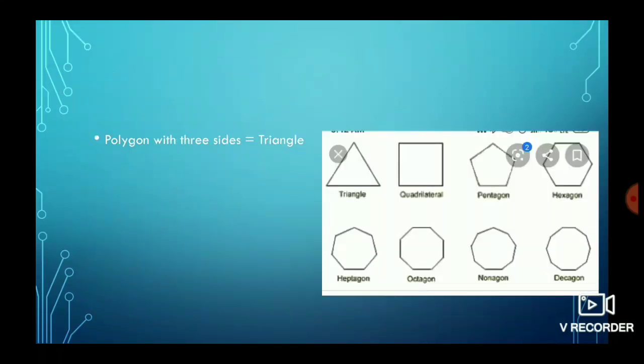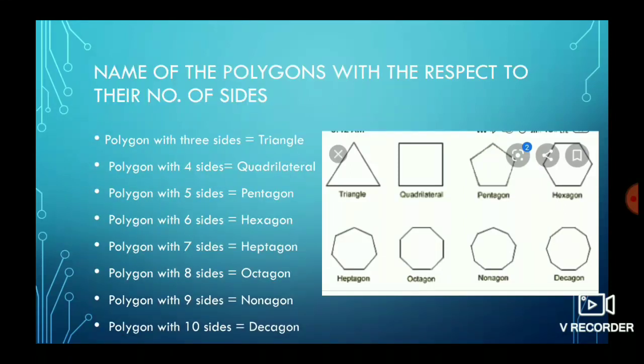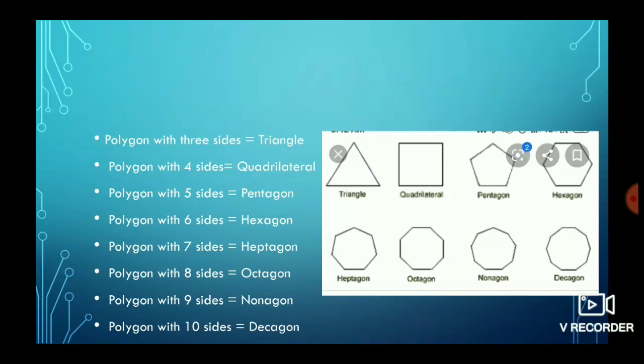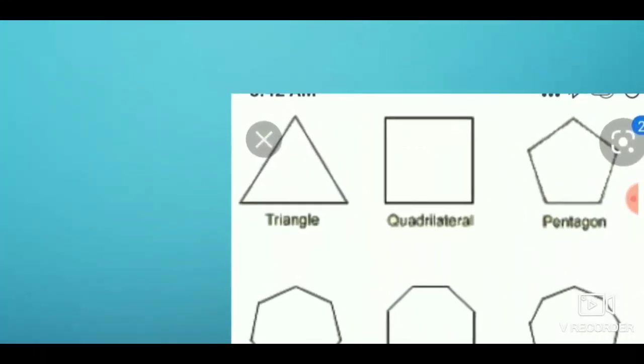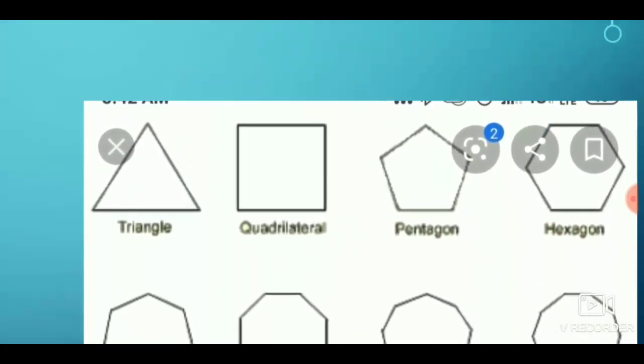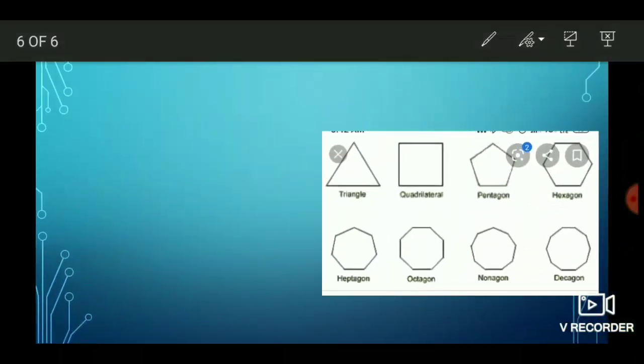Now here we will learn the names of polygons with respect to their number of sides. You can view this image clearly, I hope. This is a triangle, this is a quadrilateral, this is a pentagon, this is a hexagon. These are the names according to their number of sides.